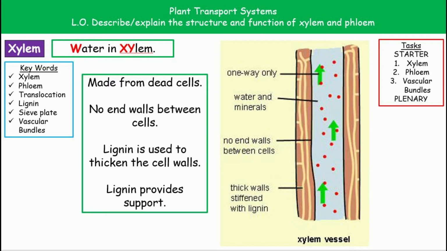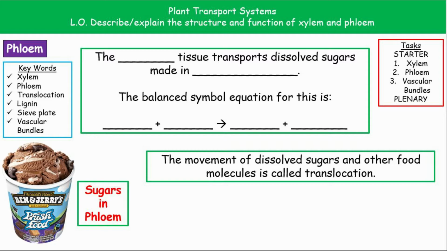The second type of specialised plant tissue we need to know about is this one called phloem. It's got a weird spelling, P-H-L-O-E-M, phloem. Now, the phloem tissue is used to transport dissolved sugars, and hopefully we remember the name of the process that makes sugars in plants, and hopefully we remember the balanced symbol equation for it.